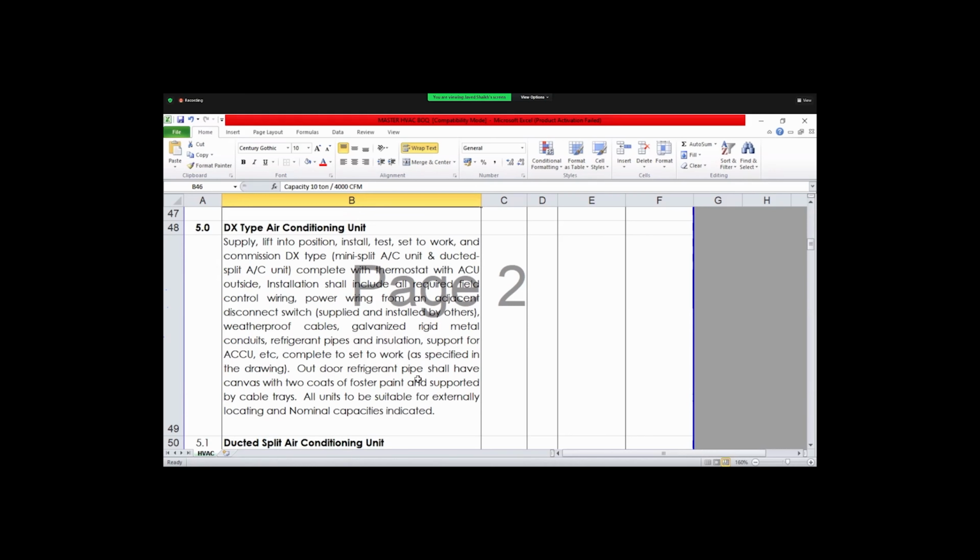Outdoor refrigerant piping shall have canvas with 2 coats of Foster paint and be supported by cable tray. This is for the DX type unit, and for the VRF, which means the refrigerant copper pipe unit, we have to provide the special coating mentioned here, which is 2 coats of Foster paint.